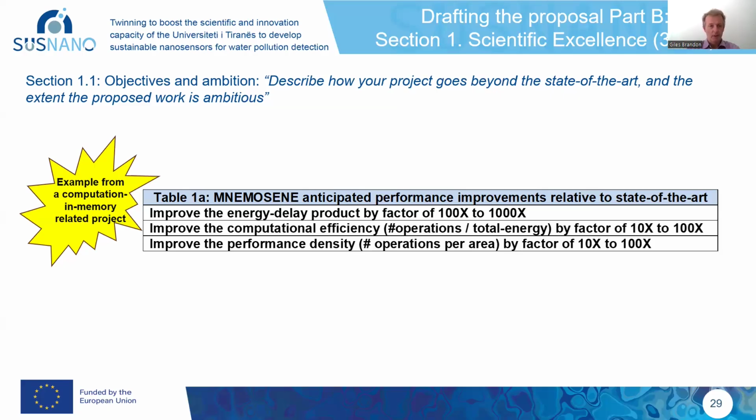Of course, if you're developing a sensor, some other technology, you need to think carefully, what are the key indicators of performance? What am I trying to improve upon? What's the current sort of benchmarks, state of the art, and what do I hope to achieve by the end of the project? And try to summarize that in some sort of table in this section 1.1.